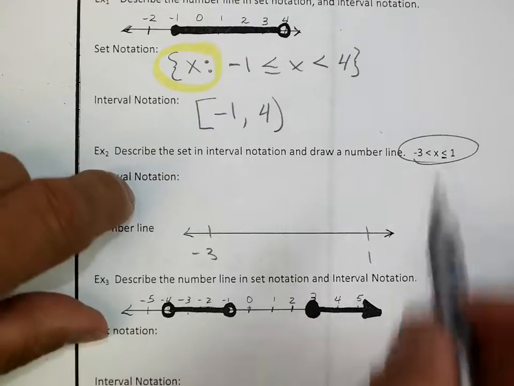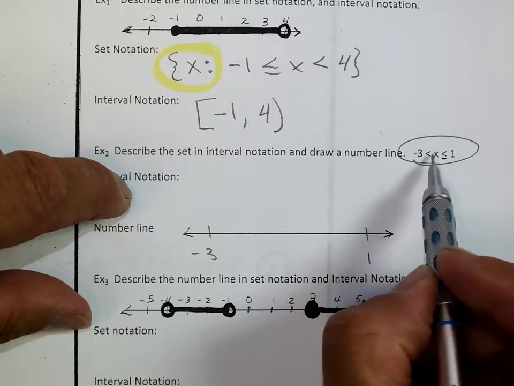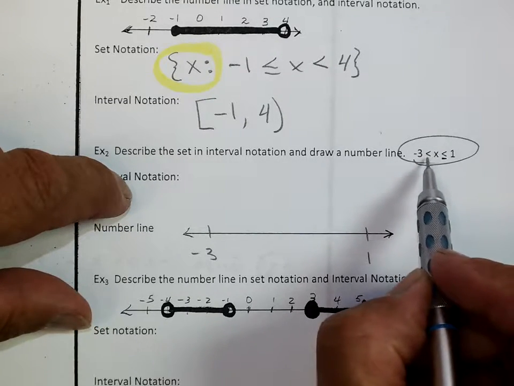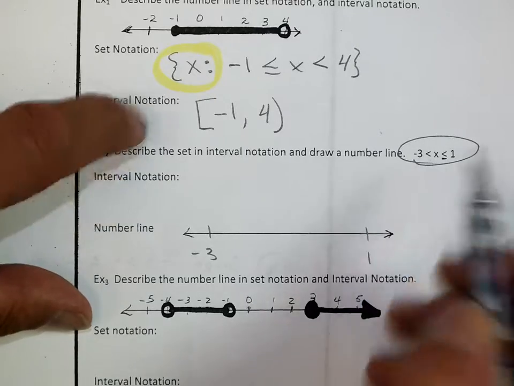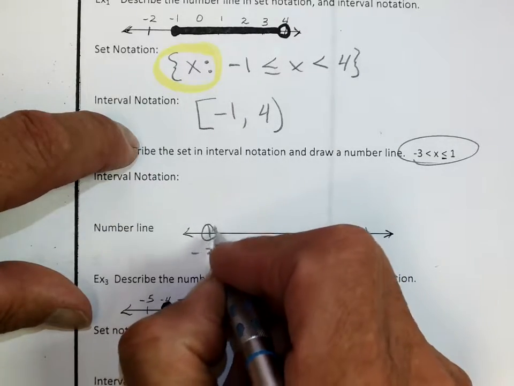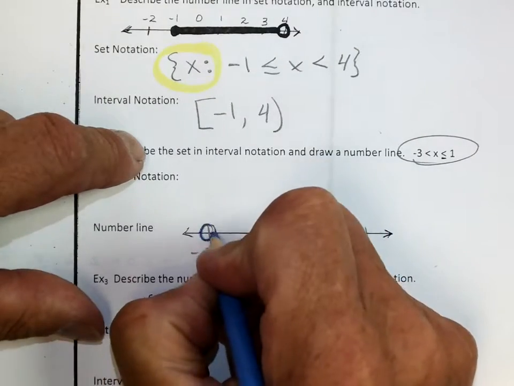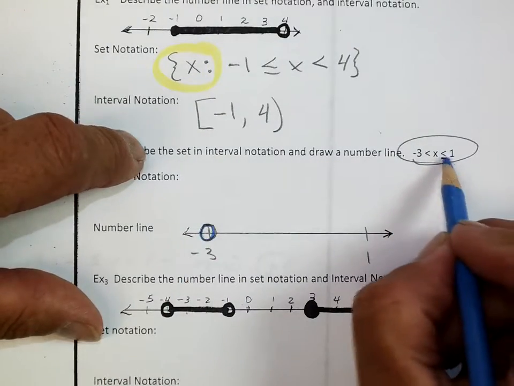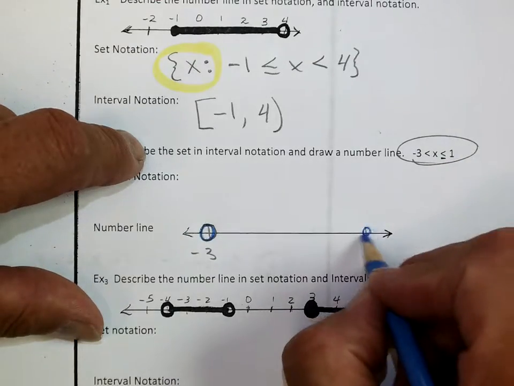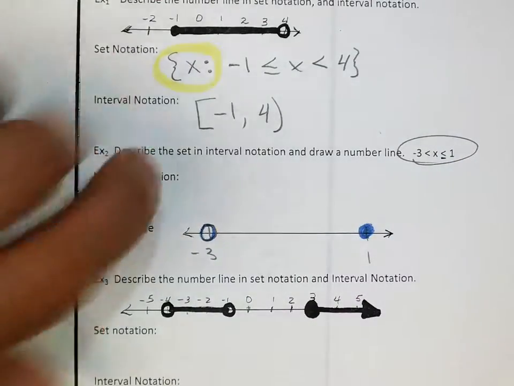If this little less than or greater than symbol doesn't have a little equal sign, then it doesn't equal it, so I've got to go with an open circle there. And it does have a little equal symbol on the 1, so I'm going to go ahead and make that solid. Everybody good on that so far?